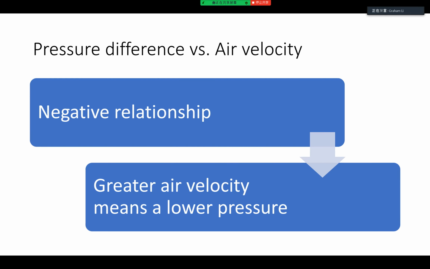And let's look at the physical principle behind this. Pressure difference versus air velocity. They have a negative relationship, which means that a greater air velocity means a lower pressure. On the other hand, when the air velocity goes lower, the pressure will be higher.